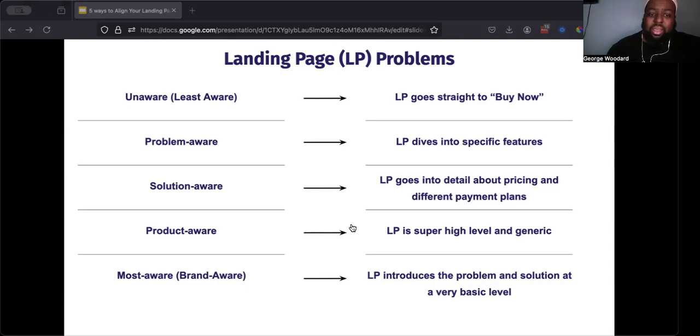On the next level, when they're problem aware, okay, they are aware they have a problem, but they're not aware of the solutions. It dives into specific features. Okay, I just found out I have a problem. I haven't even thought through enough to even know what I need to help solve the problem that I have. And you're going into this litany of features that's included with your product or service, and it's going to be off-putting once again.